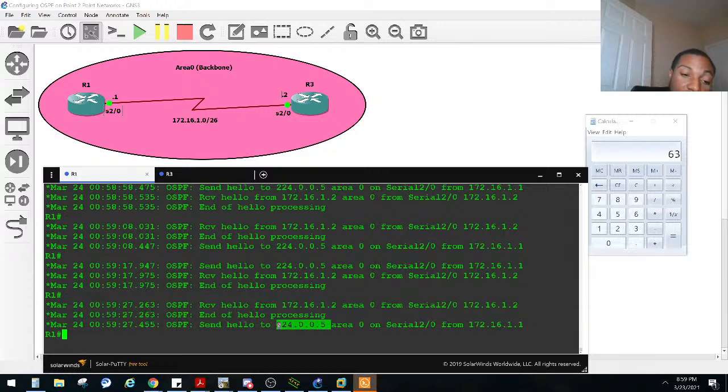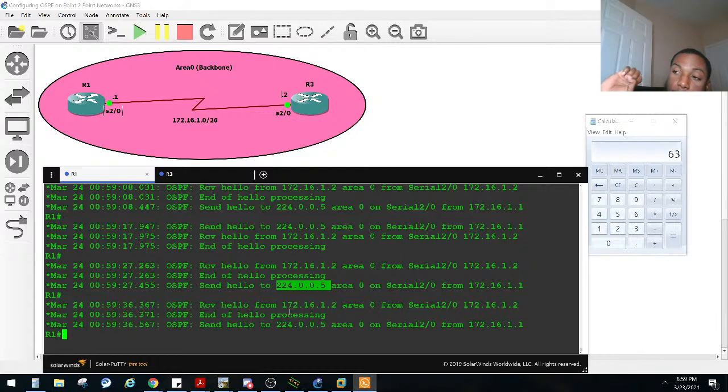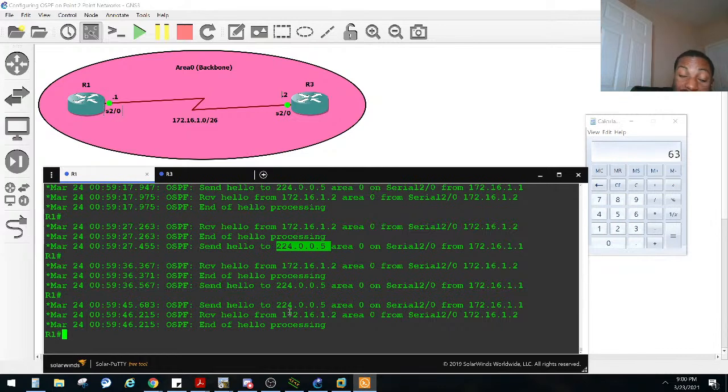224.0.0.5 is where we send those multicast messages. This is called a multicast. There you go, Paul. Multicast address for OSPF. The designated router is sending those OSPF messages using that multicast address. So, in other words, we're saying hello to select neighbors in the area.